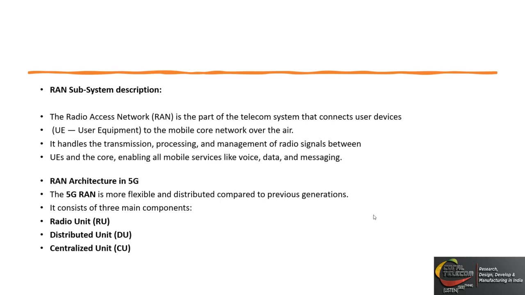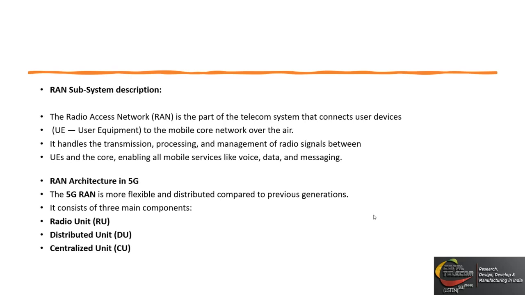It handles the transmission, meaning whatever packet exchange is happening between the core network and the user equipment, and it processes and manages radio signals between the UE and the core. All processing of whatever is coming from the user side, whether it is user plane data or signaling or control plane data, is managed and processed by the RAN subsystem.